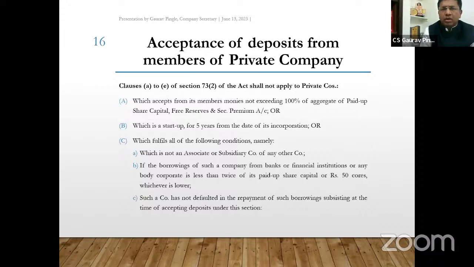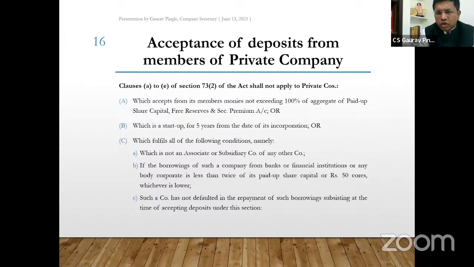Now this is about acceptance of deposit from members of a private company. So it could be a limit up to 100% of paid up capital and free reserves and securities premium account, or it could be a startup for 5 years, or it fulfills any of the following conditions. So clauses A, B, C talk about that it is not a group company, it is not an associate company or subsidiary company, and it does not exceed a prescribed limit. So with A, B, C, if any one condition is satisfied, you can take. Only thing is you have to report this in DPT3, but DPT3 doesn't have the functionality or a provision for reporting. So you can put it in the form of a note, which is money taken from the members of the company.